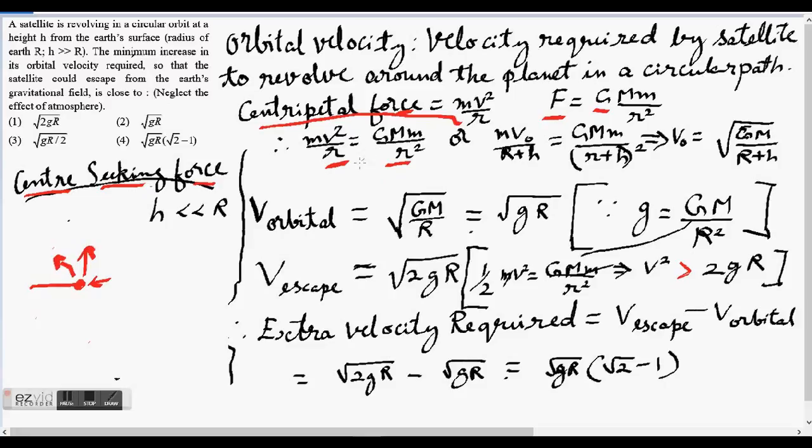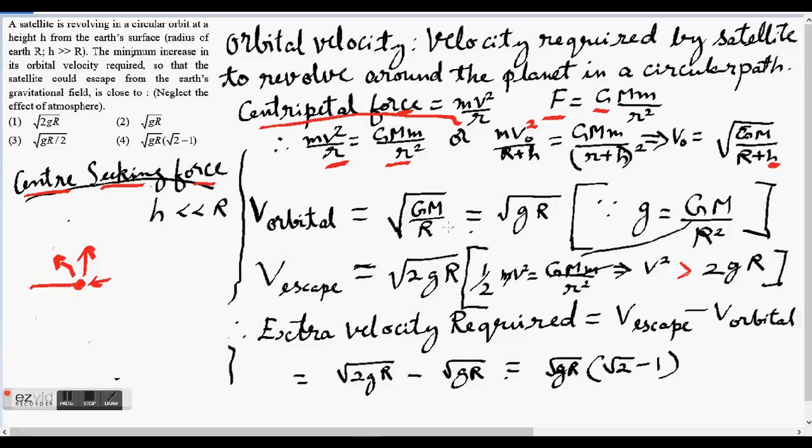So if we equate these two, we'll get m v naught square upon r plus h is equal to G M m upon r plus h whole square, which comes to v naught is equal to square root of GM upon r plus h. So h can be ignored because, as given in the question, it is too small and won't make much difference in the calculation. So v orbital is equal to square root of GM upon r.